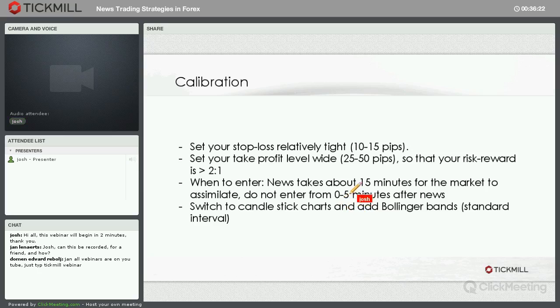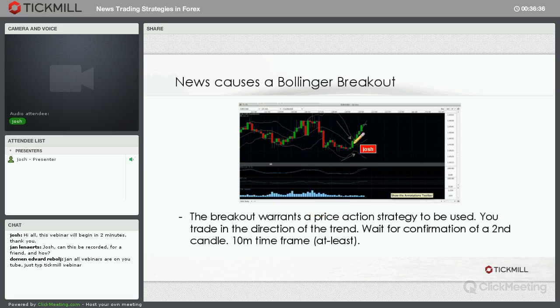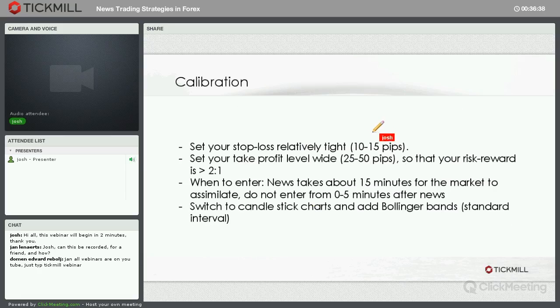Okay. And last but not least, we would suggest you switch over to candlestick charts when you're trading news. I know some of you trade with just average bid and ask prices. Some of you trade with Heikinashi, but for the purposes of reading a breakout properly, we would suggest you switch to normal candlesticks, and definitely add Bollinger Bands to your analysis. They are a good radar, and they will tell you when the breakout is happening and when it's confirmed.